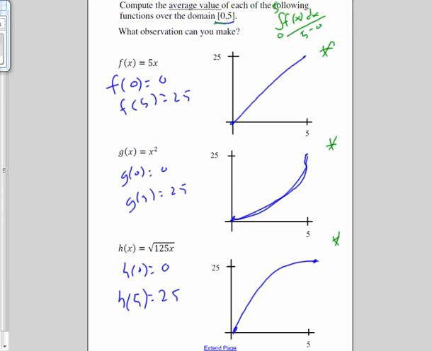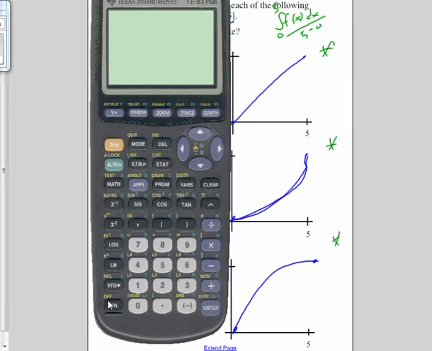Just as a reminder of how we would actually find these integrals, I need to find the integral from 0 to 5 of 5x dx, and then I'm going to divide that by 5. Well, we're going to need to use our calculator for this. So we go to calculator, and in our y equals, we're going to put 5x, and then we're going to integrate it. So go to 7. We're going to integrate it from 0 to 5. We get 62 and a half.